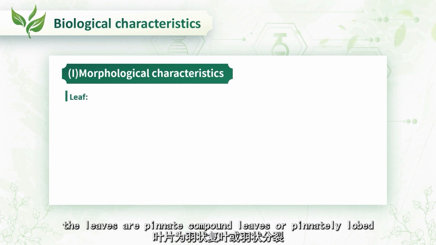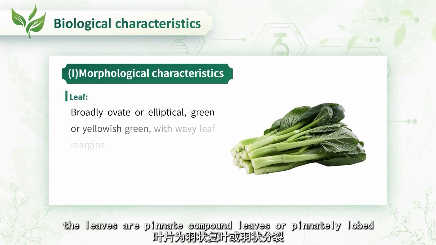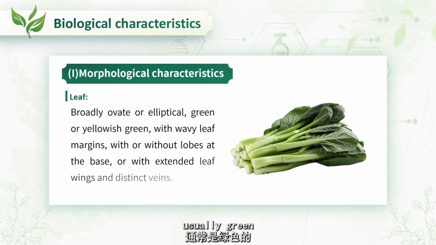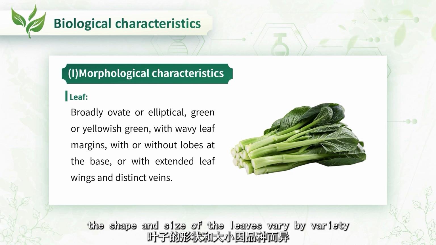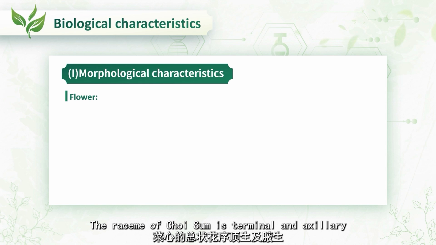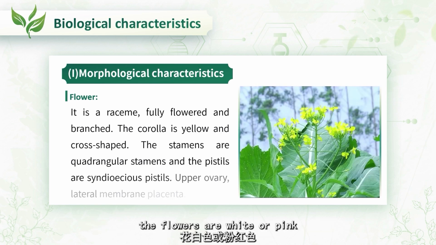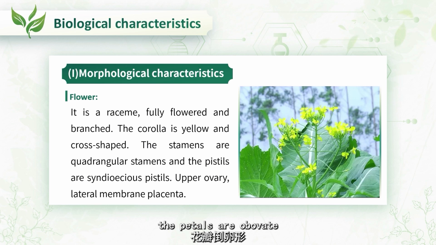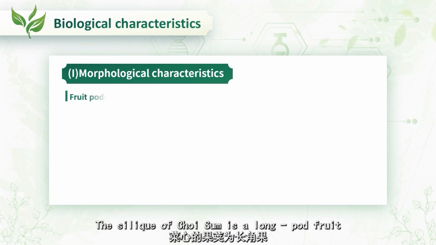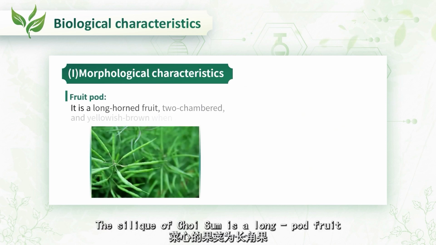The leaves are pinnate compound leaves or pinnately lobed, usually green. The shape and size of the leaves vary by variety. The raceme of choy sum is terminal and axillary. The flowers are white or pink. The petals are obovate. The silique of choy sum is a long pod fruit.